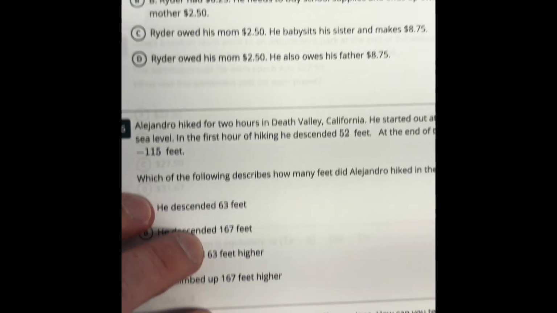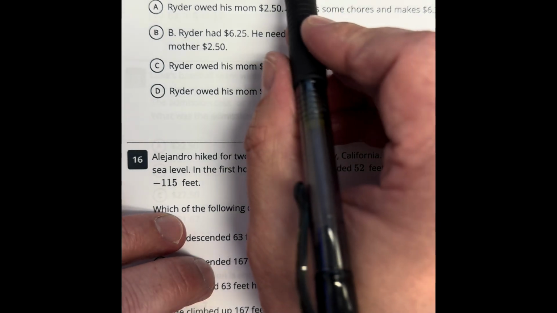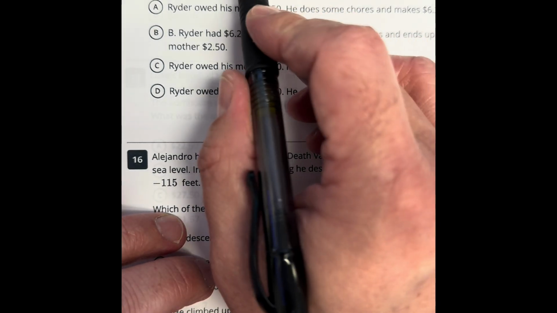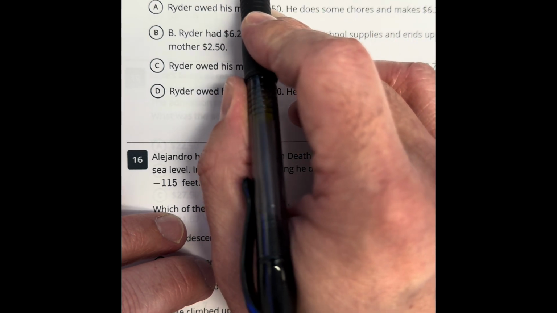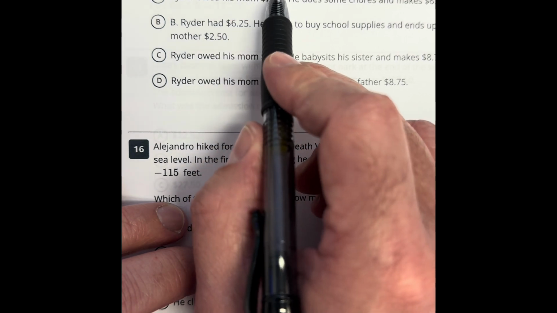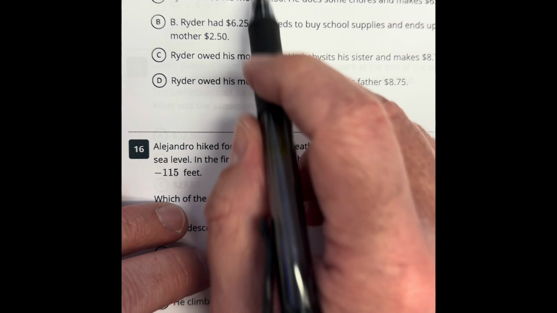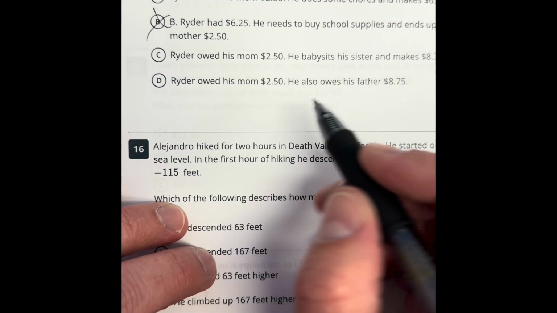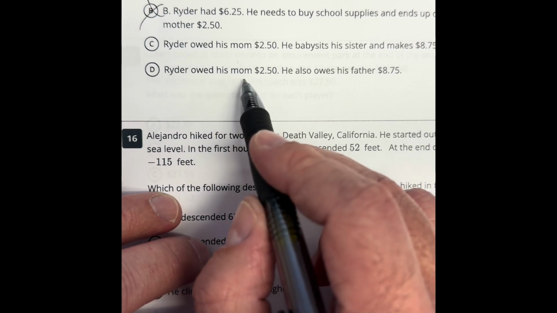15, moving along. Which situation is described best by the number line? Okay, well, we always start from 0, and it looks like we went left. And we went left or negative about 2.5, right? So Ryder owed his mom 2.5. That certainly looks good, okay? B, Ryder, I guess his name changed, had 6.25. No, that's not what we started at. We started at 0. Ryder owed his mom 250. That's also a possibility. And D is also a possibility.